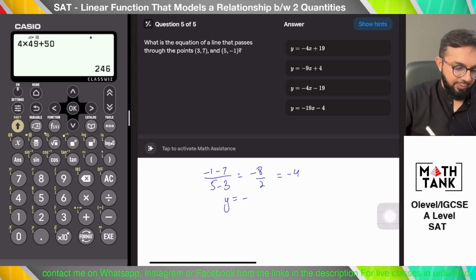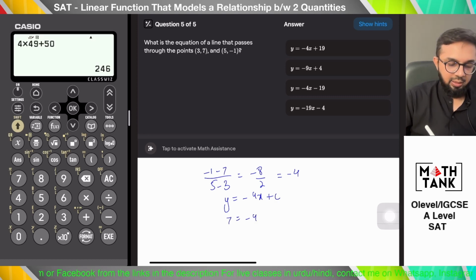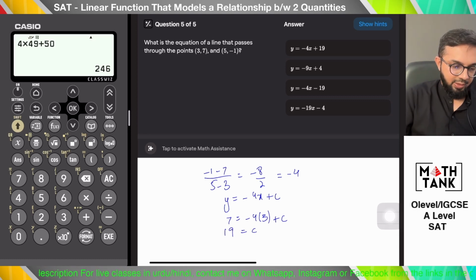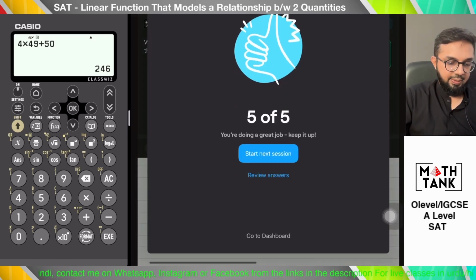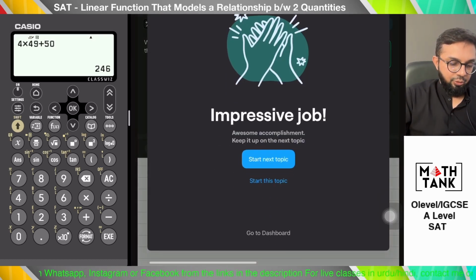So y equals mx plus c. 7 equals minus 4 times 3 plus c. So c gives me 19. So A should be the correct answer. Let's check. Yes.